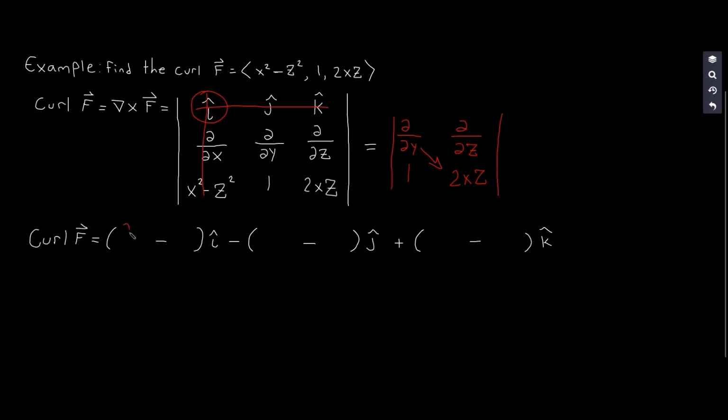I'm going to put the result of that right here in this first section: the partial derivative with respect to y of 2 times x times z. Oh, I'm running out of room. Just squeeze that in there. There we go. And then from that, I will subtract the partial derivative with respect to z of 1.